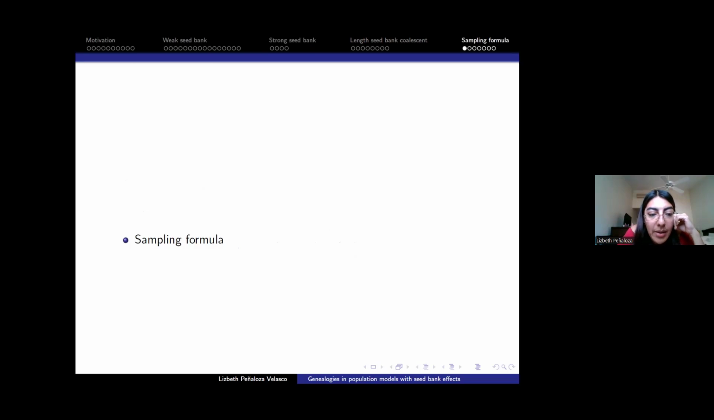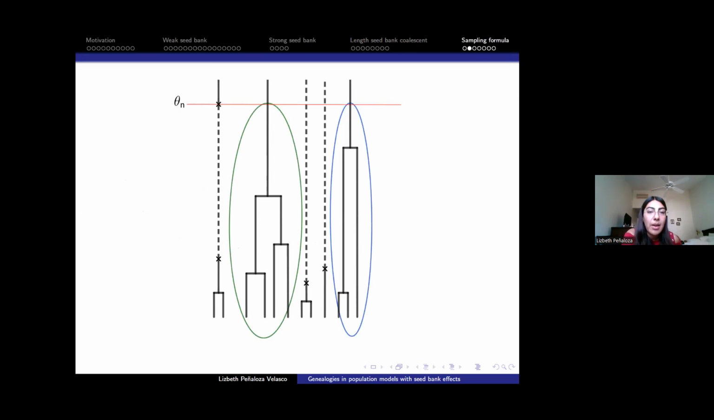Finally, we have a sampling formula that is in the style of the Ewens sampling formula. In this case, we have something like a Chinese restaurant process, if you have heard about that. We start with, for example, here at time theta n, 2 plants. So it's like we start with 2 tables with 1 individual at each table, and we go back in time. So if one customer sits at the same table, it means that we have a coalescence.